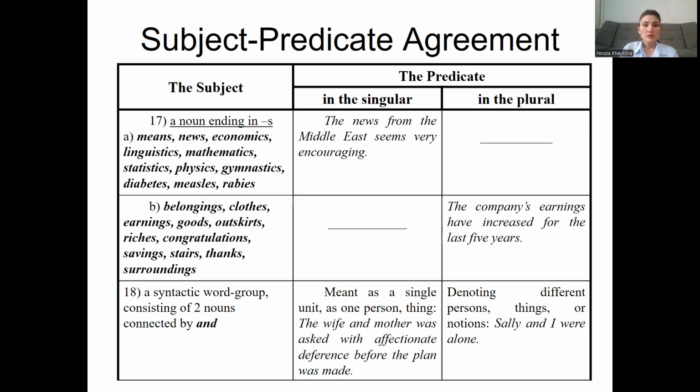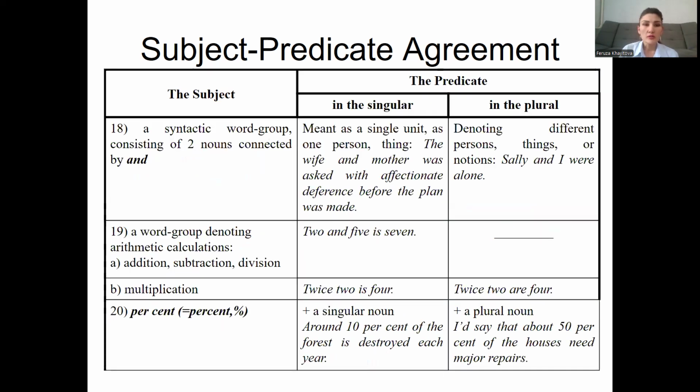A syntactic word group consisting of two nouns connected by "and," meant as a single unit, as one person or thing: "Wife and mother was asked with affectionate deference before the plan was made." Denoting different persons, things, or notions: "Sally and I were alone."